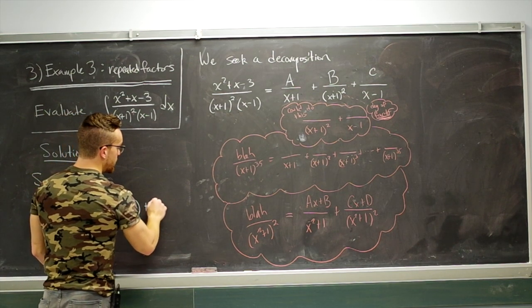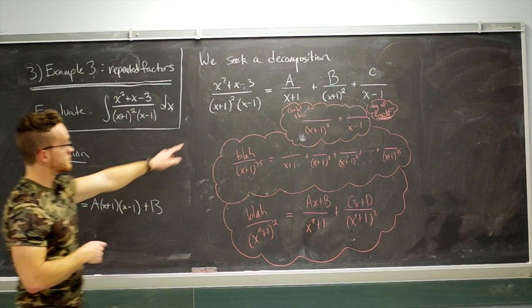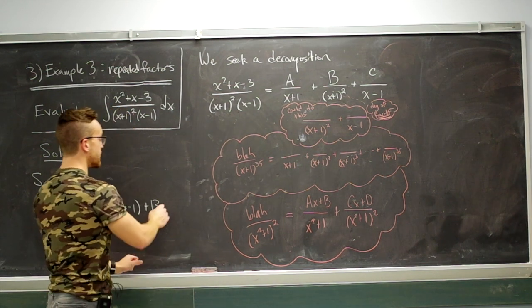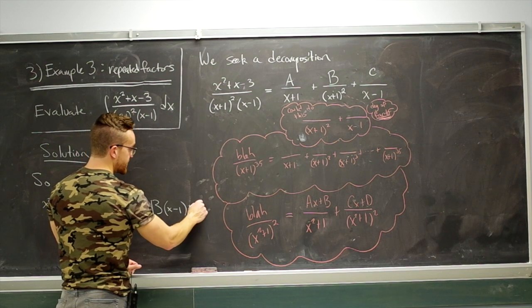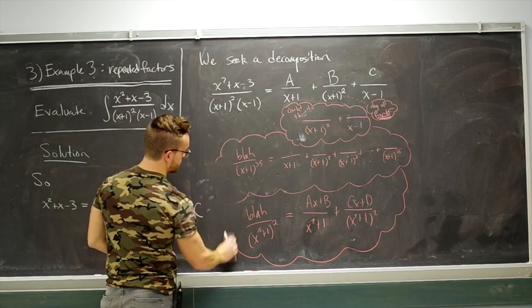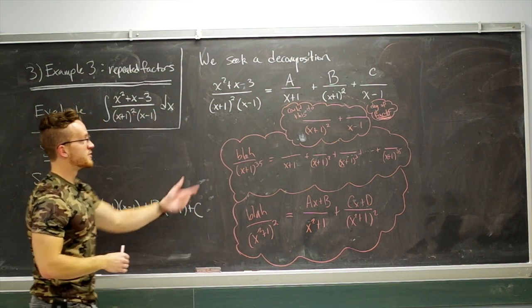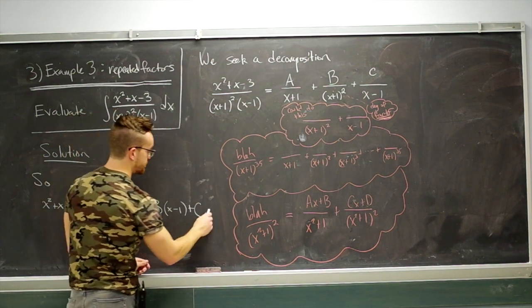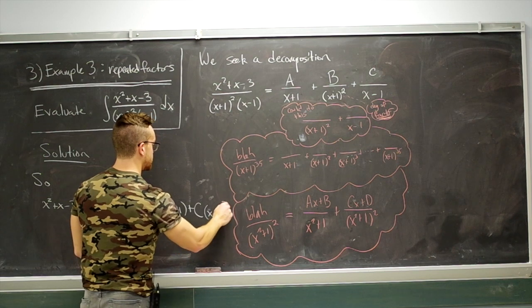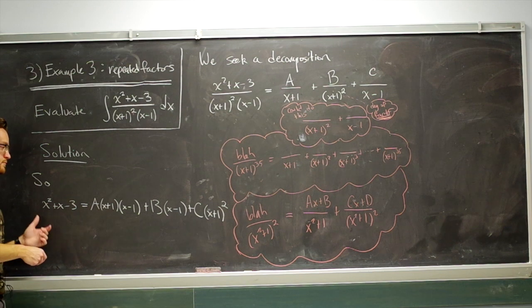On the b term, both of those will cancel, so we'll just be left with x minus 1. And then the c term, if I give myself some more room, the x minus 1 cancels, and I pick up 2 copies of x plus 1. Okay. Here's our equality of polynomials that we're working with.